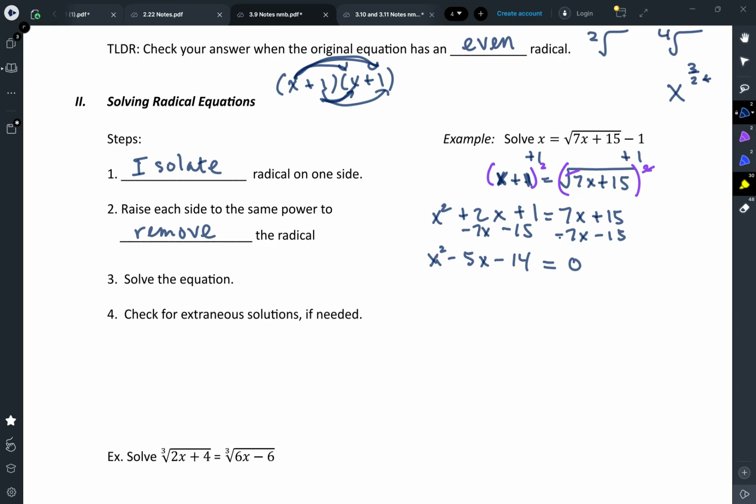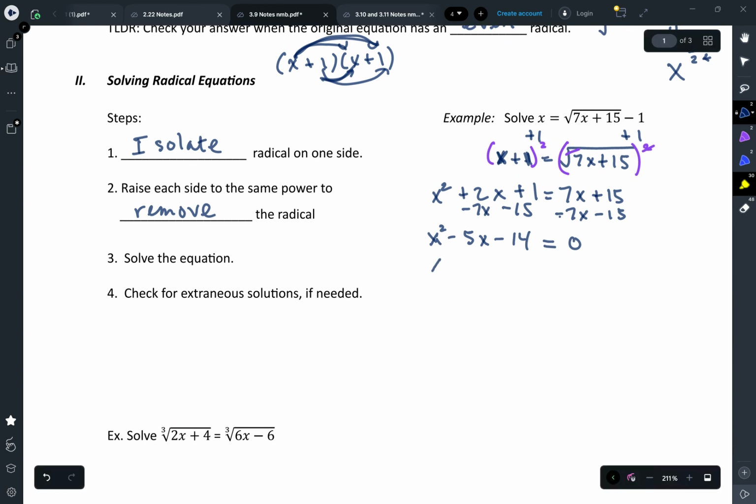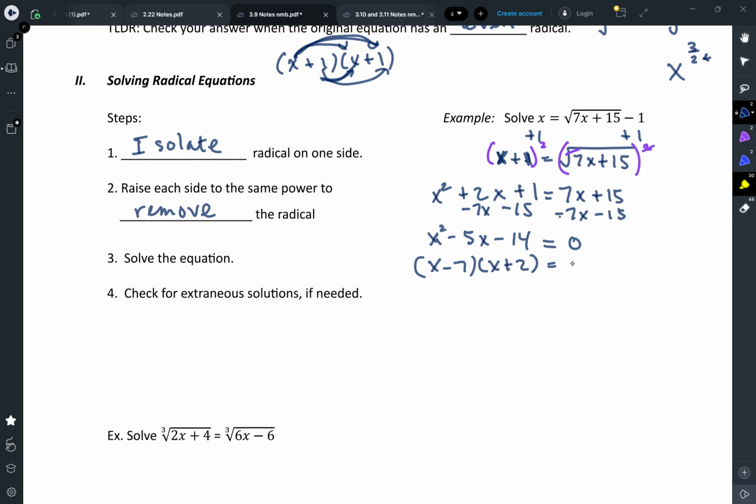So now that I have my quadratic equal to 0, I can solve and do zero product property. It has to be equal to 0 to do zero product property. This is going to be x minus 7 times x plus 2 equals 0. And notice I'm still writing the equal 0. We can't just ignore that. We've got to write that down with every step.